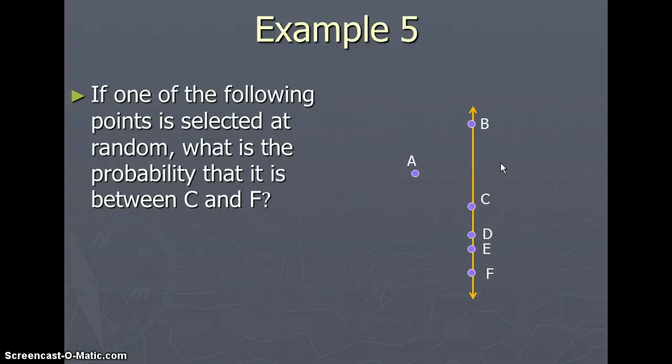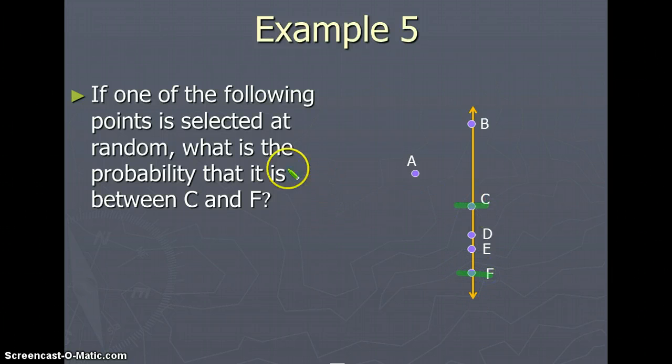We can also do this when we have some points. So it says if one of the following points is selected at random, we want to know the probability that it is between C and F. Now remember, to be between, points have to be on the same line. You can't pick a point and say, well, it's between, it just seems like it. It's got to be on that line. So let's highlight where C and F are.